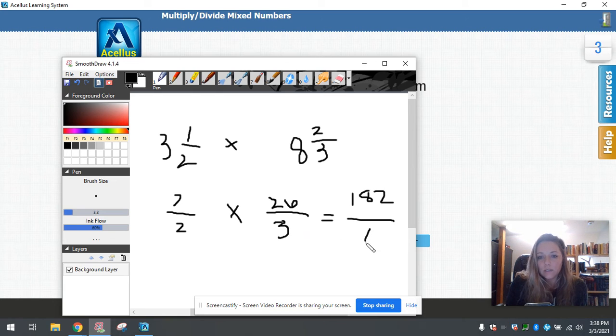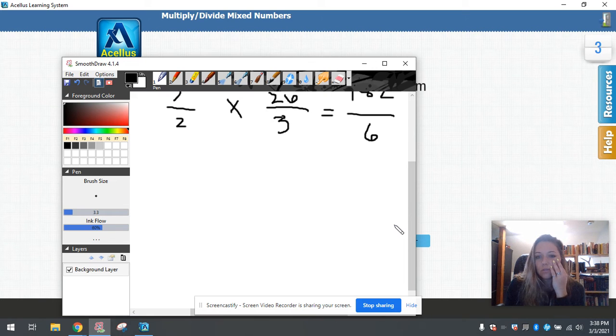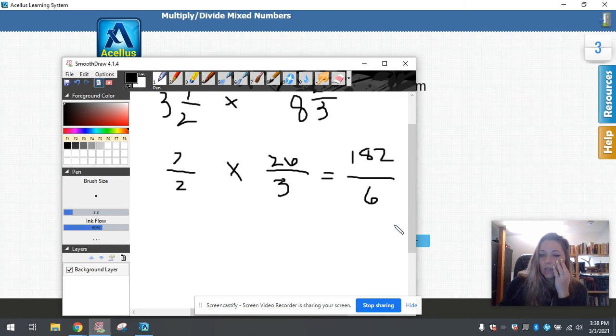2 times 3 is 6. These are both divisible by 2, so I'm going to do that. 182 divided by 2 gives me 91. 6 divided by 2 gives me 3.